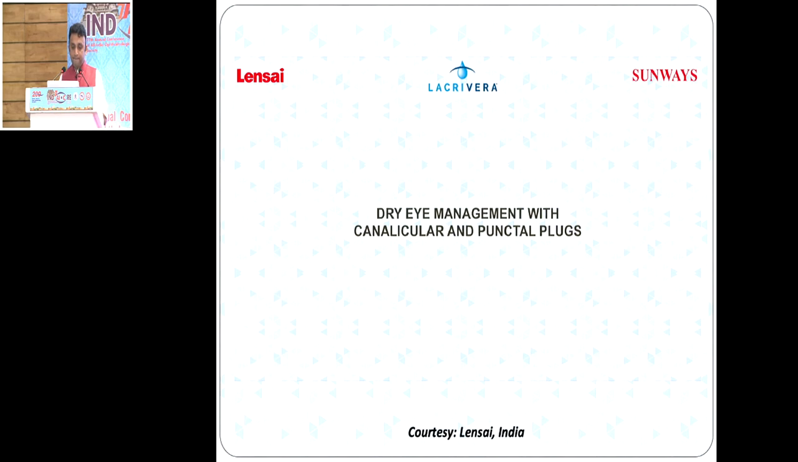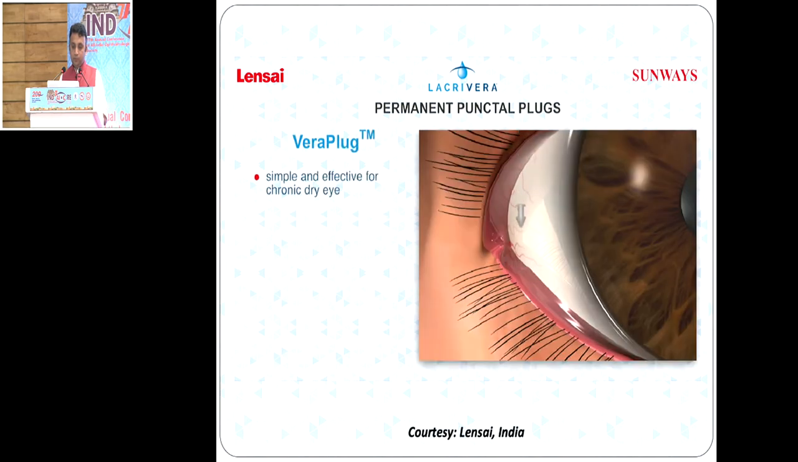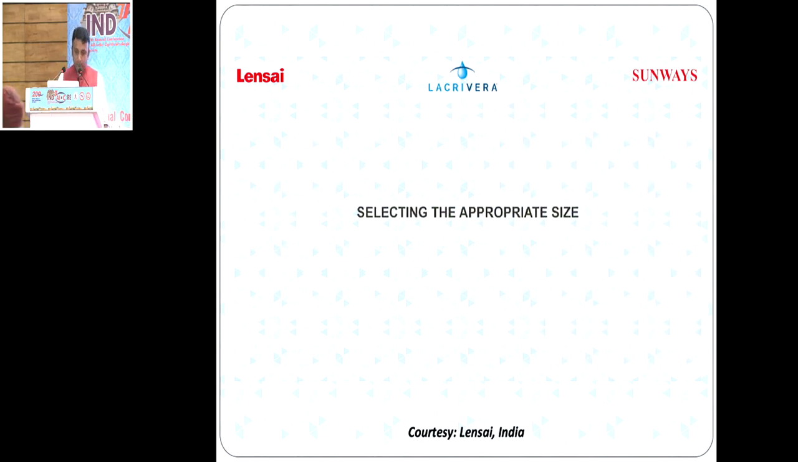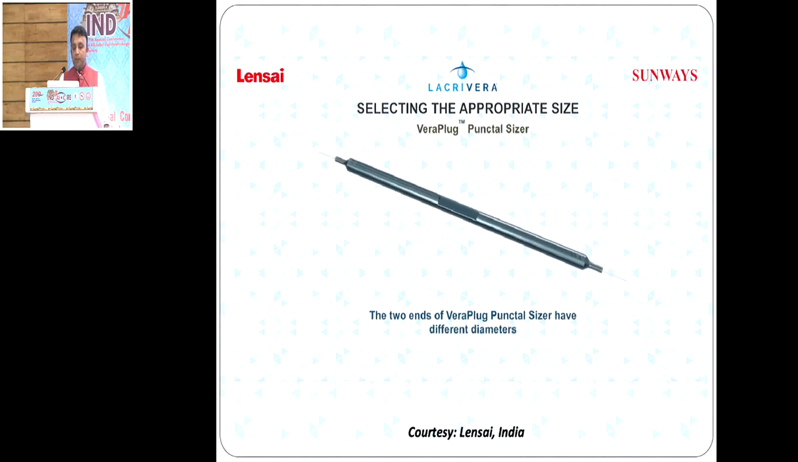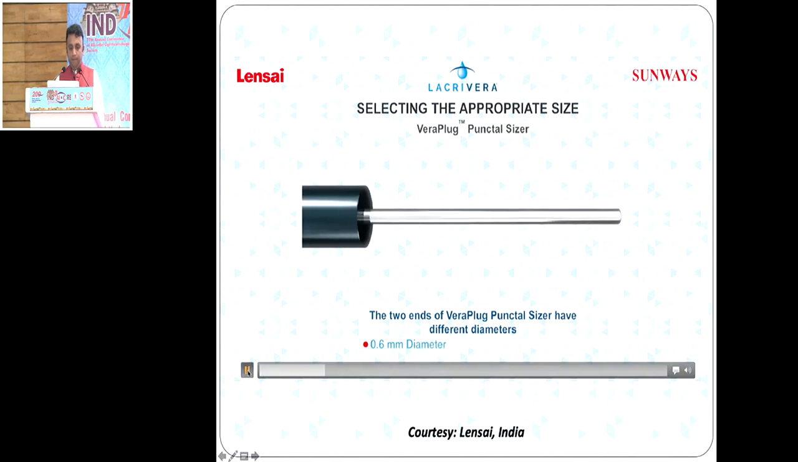With canalicular and punctal plugs, permanent punctal plugs, Vera plug is made of silicone and is designed to provide a simple and effective treatment for chronic dry eye. It conforms to the shape of the punctal opening to ensure long-term occlusion until removed or extruded. Vera plug is specially designed to provide excellent patient comfort and superior retention. Selecting the most appropriate size prevents migration or spontaneous extrusion. The Vera plug punctal sizer is a simple tool to identify the best fit.